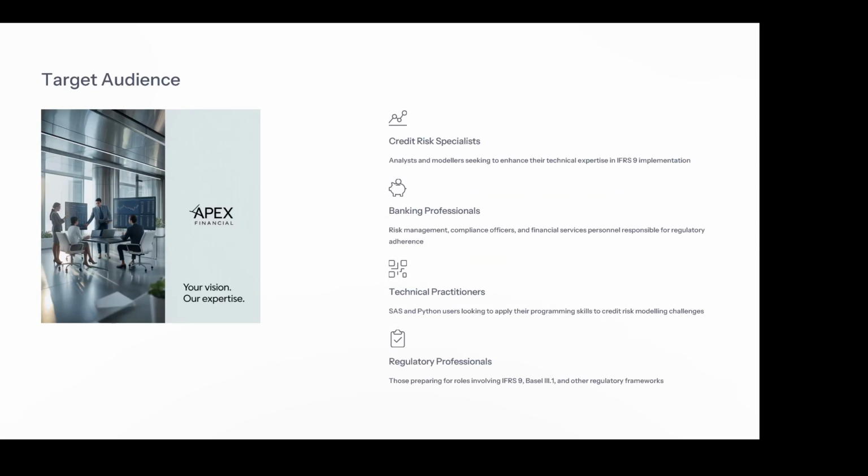Who is this course for? If you're a credit risk specialist, a banking professional, a SAS or Python data modeler, or someone working in compliance or regulation, this course is designed for you.